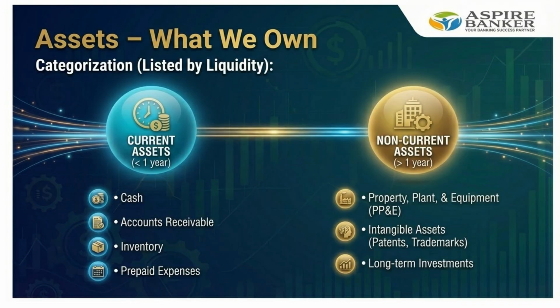Assets are what we own and are categorized by liquidity. Current assets are expected to be converted to cash within 1 year, like cash and accounts receivable. Non-current assets have a lifespan of more than 1 year, such as property, plant, and equipment.